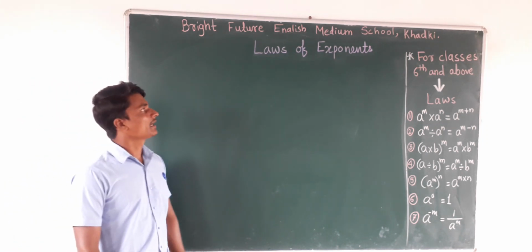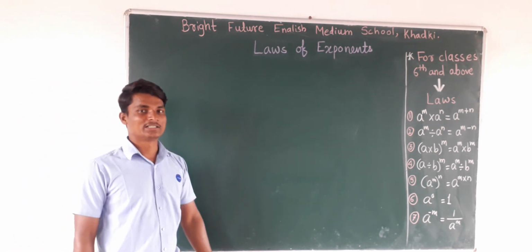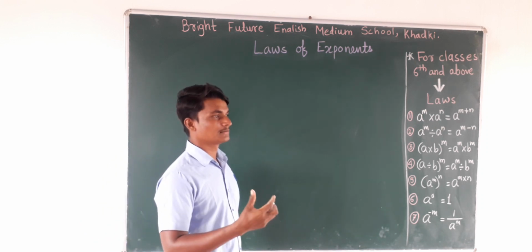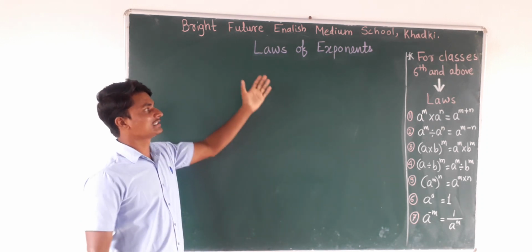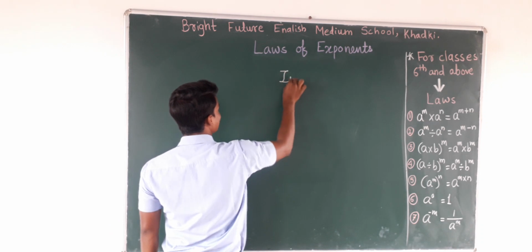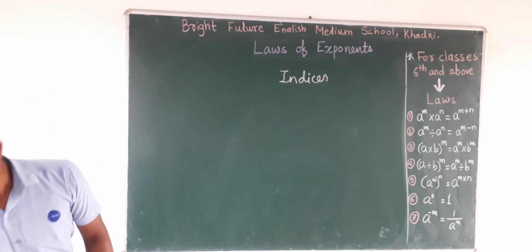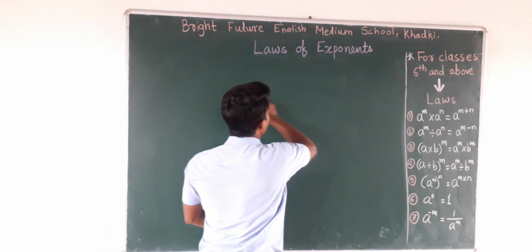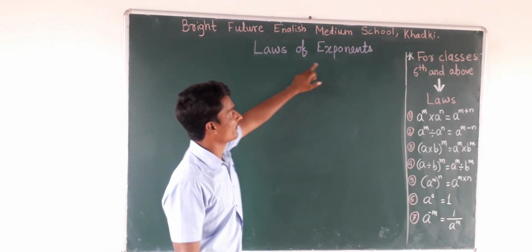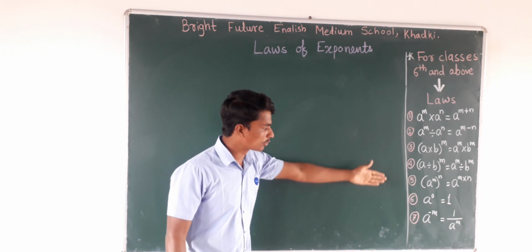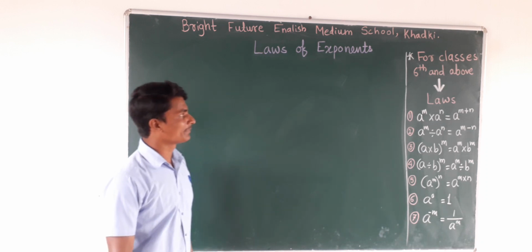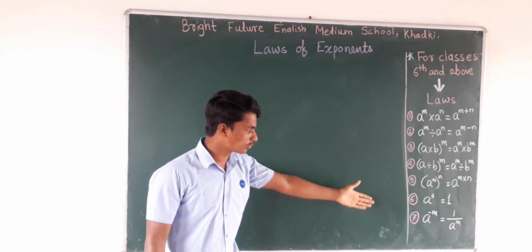Okay, so today we are going to learn the laws of exponents in some books. The laws of exponents are also called indices, so its other name is indices. In this lesson, we are going to see some rules of solving examples, and there are about 7 rules.